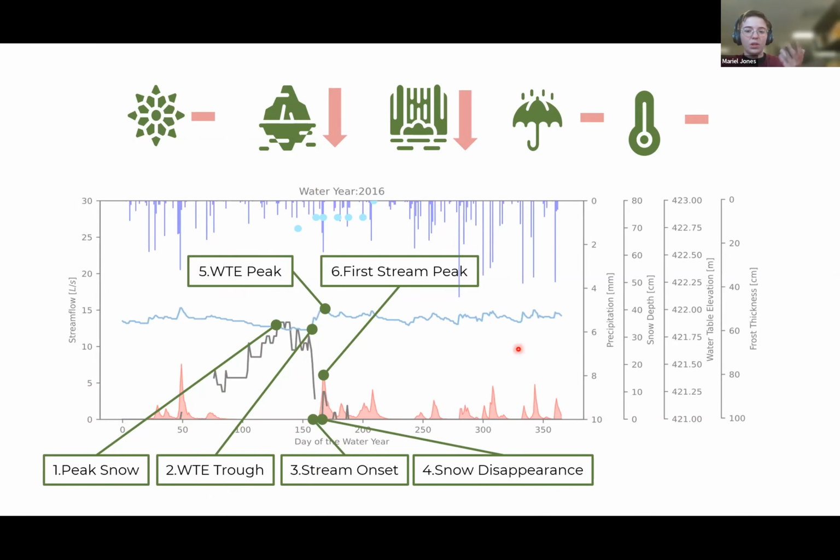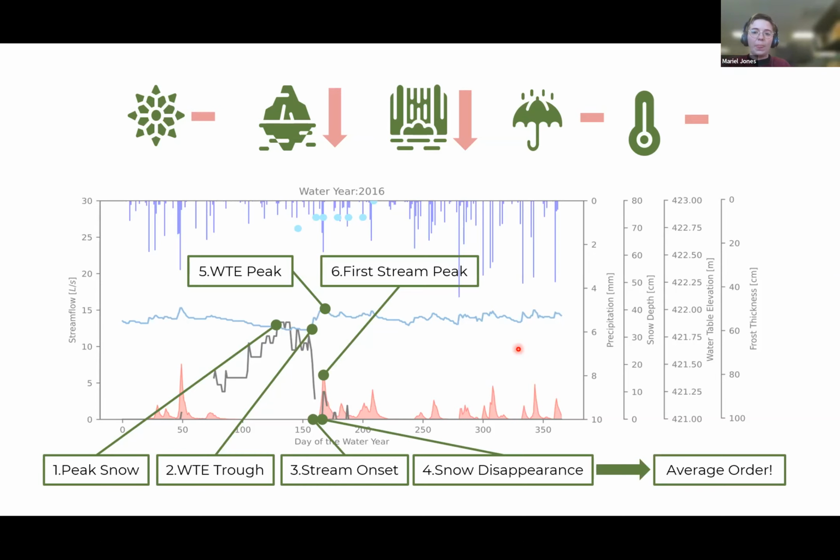But as this is a sample year, we wanted to know whether this was just 2016 or whether this was the common path that the water took. So we repeated this process for all 25 years of data. And it does turn out that this is the average path that water is taking through our watersheds.